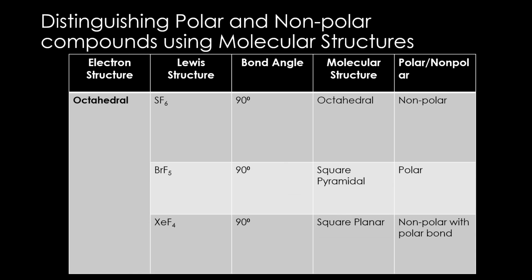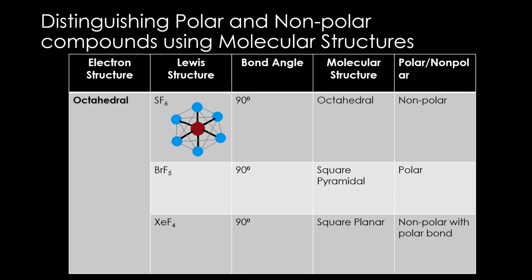Lastly, let's take a look at the various molecular shapes an octahedral electron structure can have. If the central atom has a total of 6 valence electrons and uses all of them to form bonds with identical terminal atoms, the molecular shape of the compound is called octahedral. And as we saw earlier in this video, compounds with this molecular geometry are nonpolar because they have a symmetric distribution of charges. Sulfur hexafluoride is a good example of this.